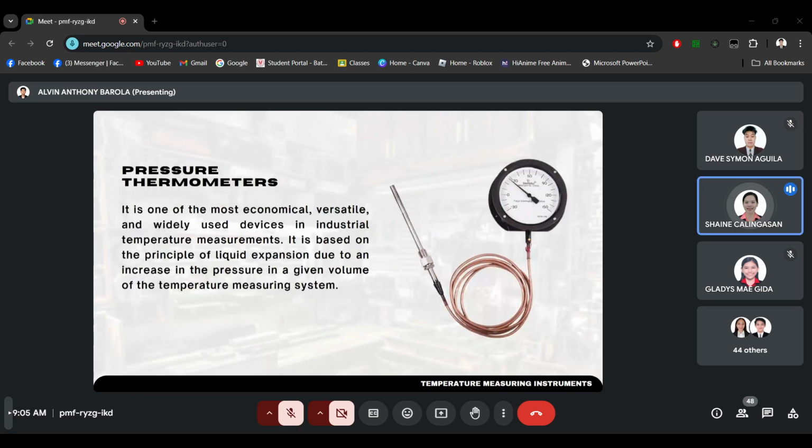The next instrument is pressure thermometers. It is one of the most economical, versatile, and widely used devices in industrial temperature measurements. It is based on the principle of liquid expansion due to an increase in the pressure in a given volume of the temperature measuring system. So here's the video about pressure thermometers.